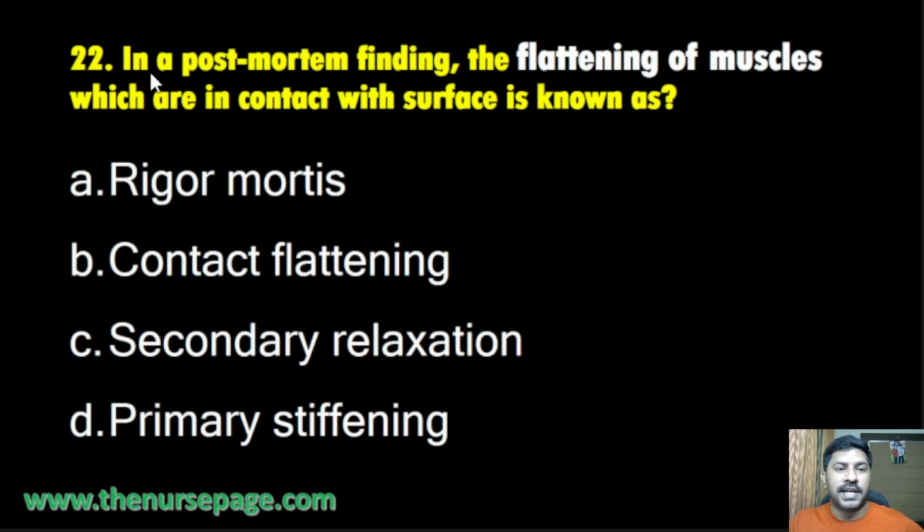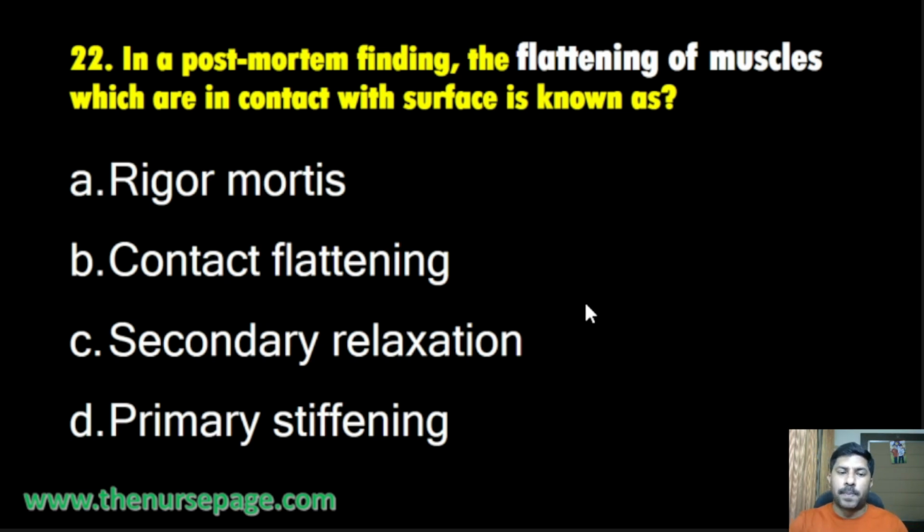22nd question. In a post-mortem finding, the flattening of the muscles which are in contact with the surface is known as: rigor mortis, contact flattening, secondary relaxation, or primary stiffening. The correct answer is option B, contact flattening.